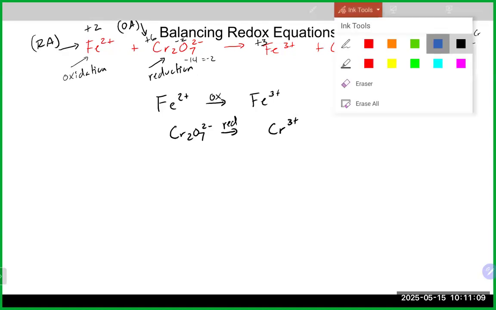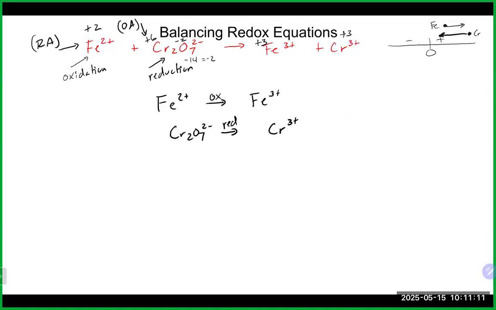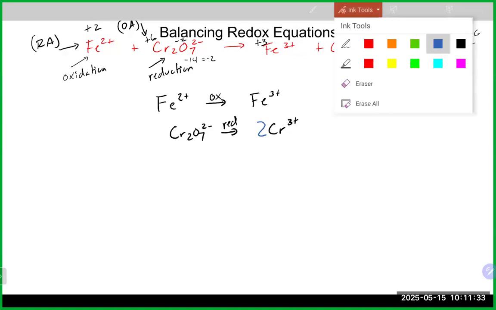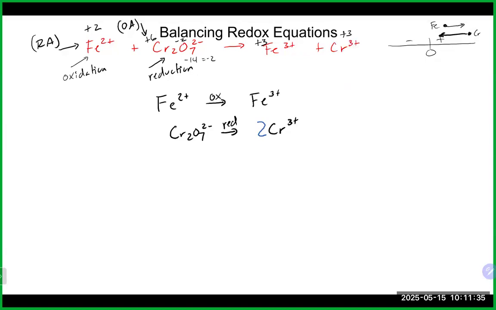Now that we've split it off, we're going to balance everybody but hydrogen and oxygen. In this case, we have 1 iron on each side, so we're good. On the bottom, we have 2 chromiums on the left, but only 1 on the right. So we do need to put a 2 in front of it, just like balancing a normal equation. Now that we've balanced every element but oxygen and hydrogen, we're ready to get to oxygen.